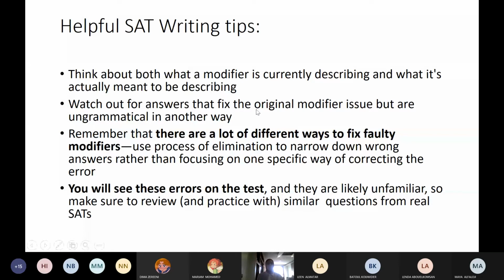Watch out for answers that fix the original modifier issue but are ungrammatical in another way. Remember that there are a lot of different ways to fix a faulty modifier, which is a misplaced modifier or dangling modifier. Use process of elimination to narrow down wrong answers, as we did now, rather than focusing on one specific way of correcting the error. You will see these errors on the test and they are likely unfamiliar, so make sure to review and practice with similar questions from real tests.